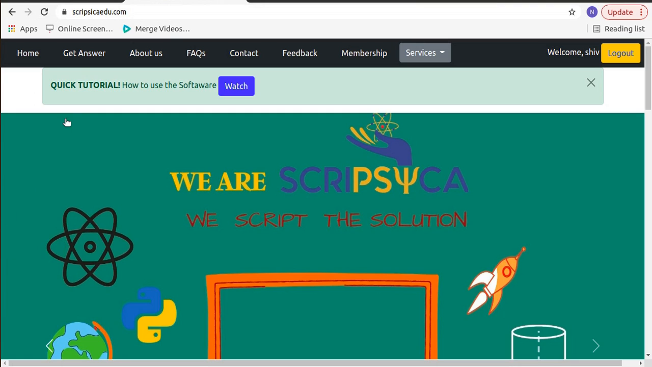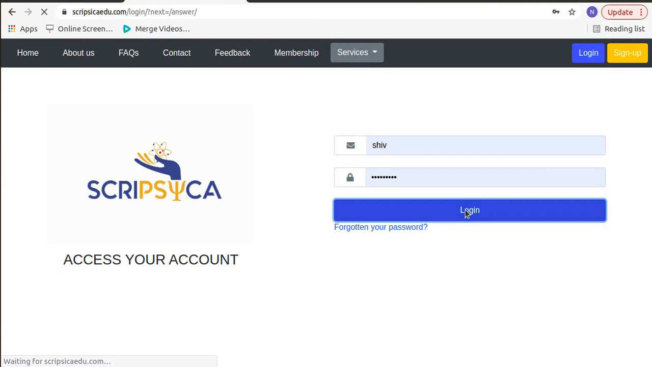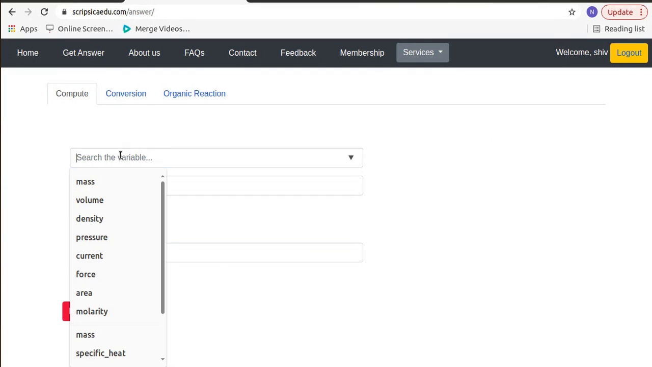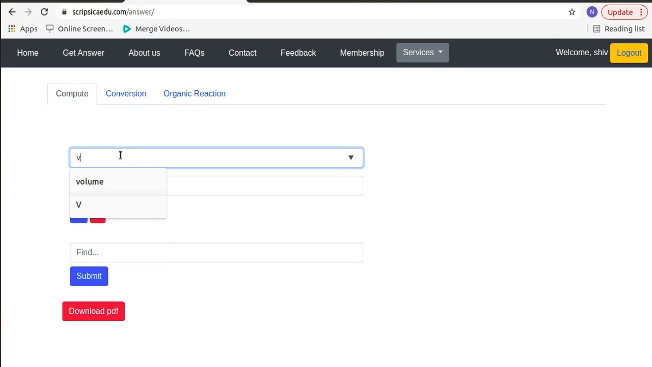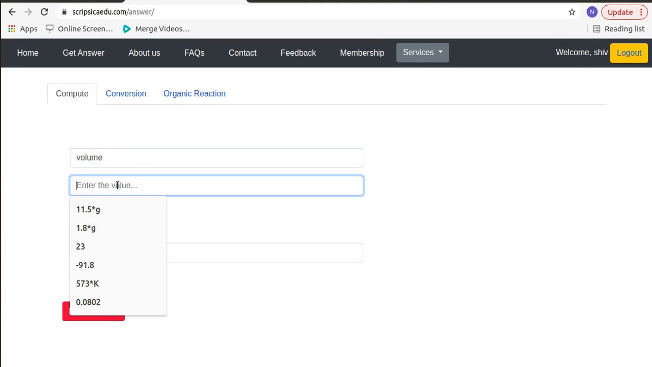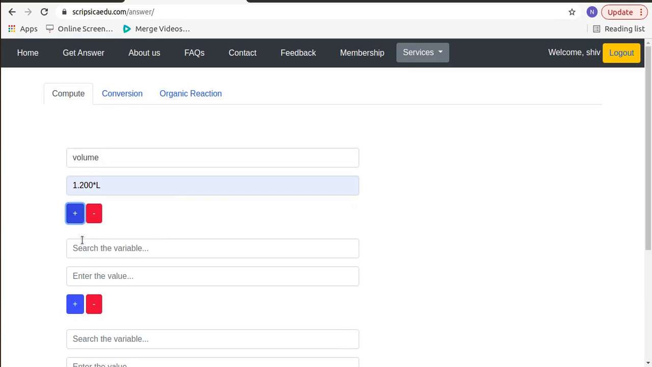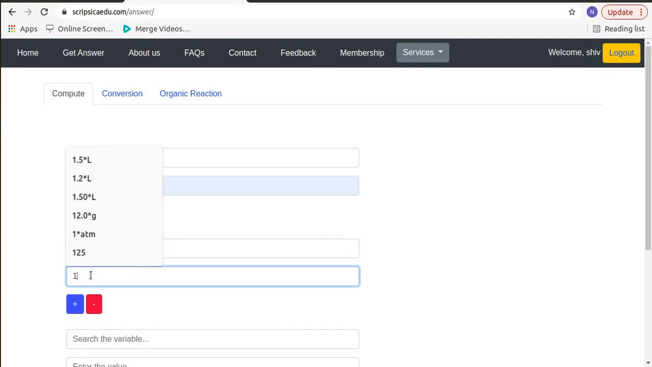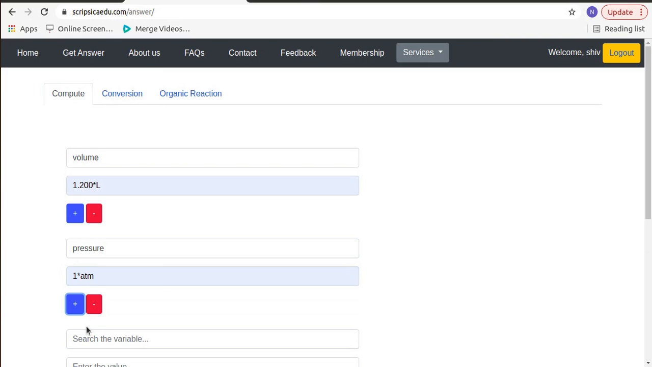Now let's give the input. We have given volume 1.200 liter, pressure 1 atmosphere, temperature 310 Kelvin.